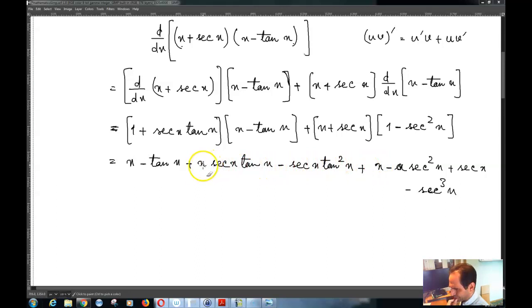So over here you have x minus tan x plus x times secant x tan x minus secant x tan squared x plus x minus x secant squared x plus secant x minus secant cube x. Okay, so these two you can add together. You will get a 2x there, negative tan x.